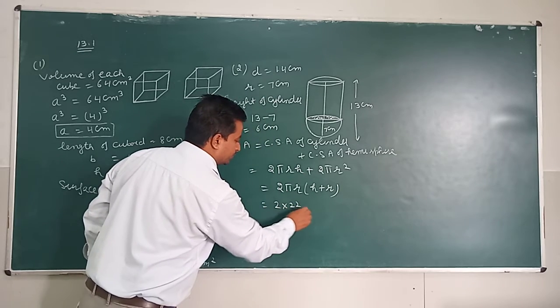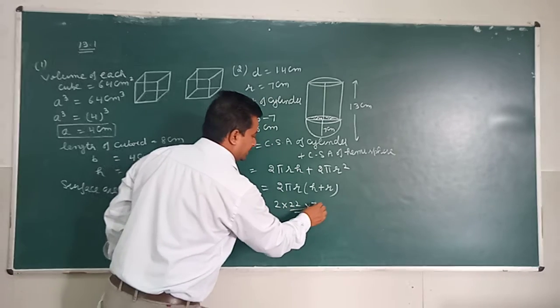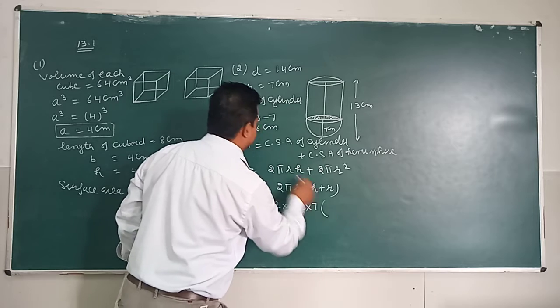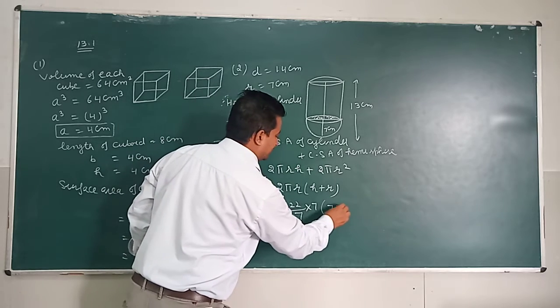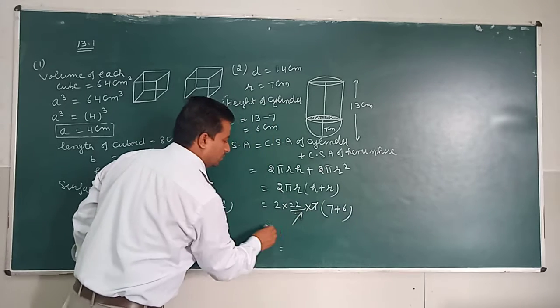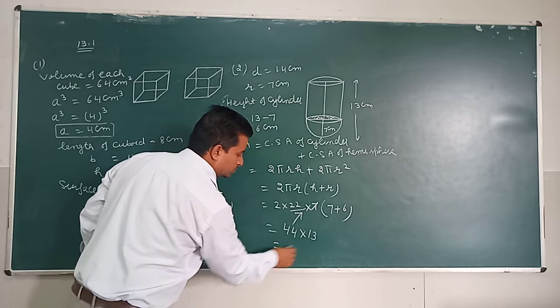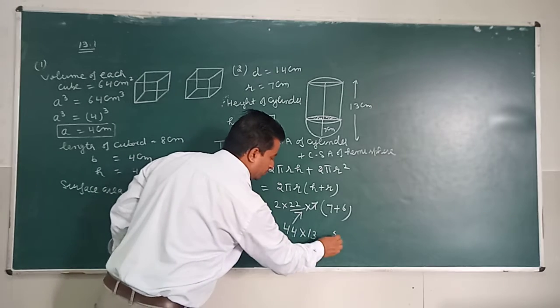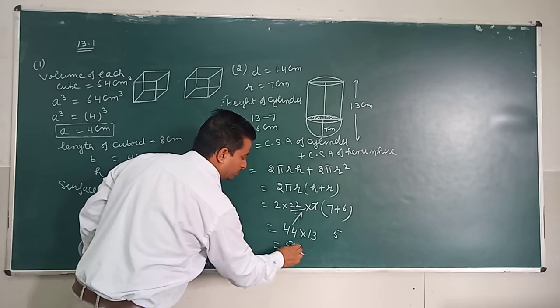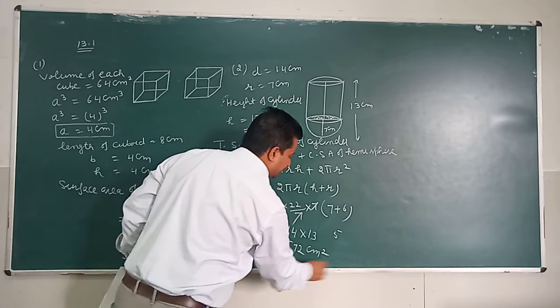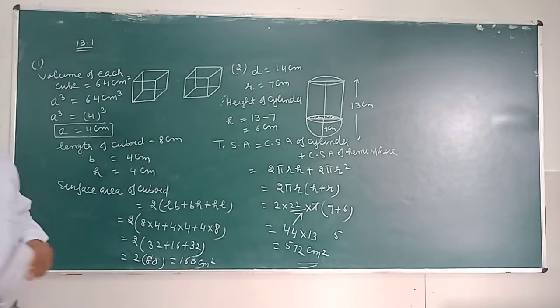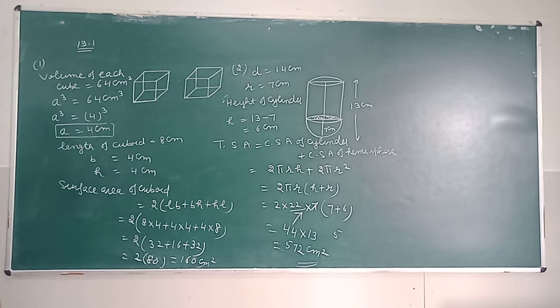Value of pi is 22/7, radius is 7. So h is 6, radius is 7. This cancels out. So this is 44 into 13. So 13 times 4 is 52. This is 52. 572 centimeter square is the area of this vessel.